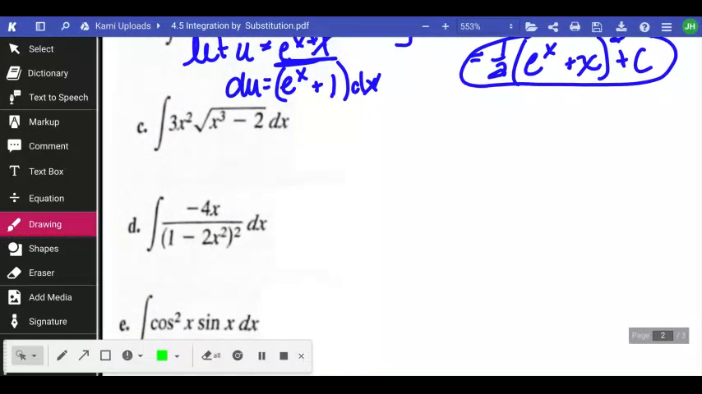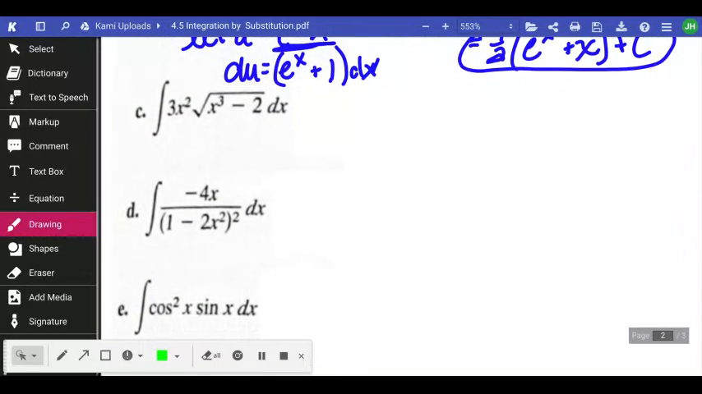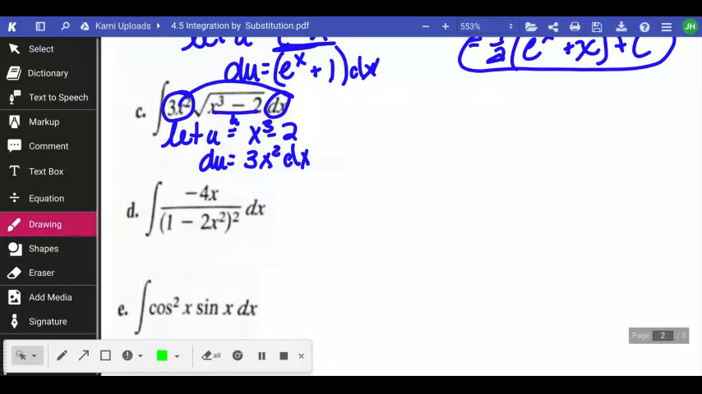Okay, let's look at C. Let u equal what? x cubed minus 2, perfect. du is going to be 3x squared dx. So if you notice, that's my u, and that together is my du. Good?